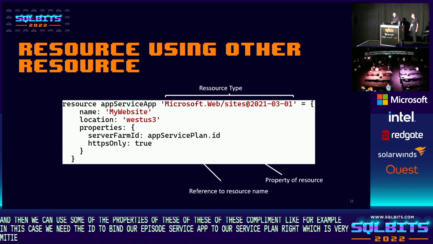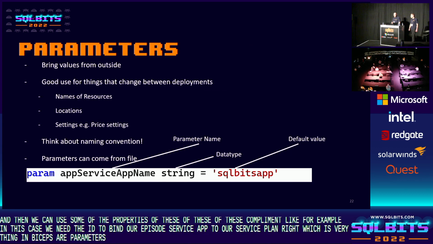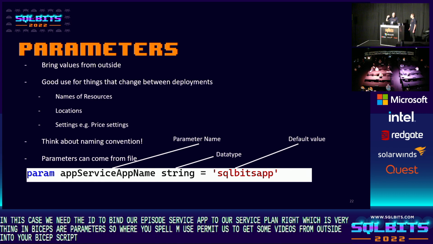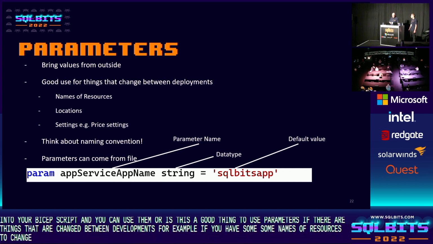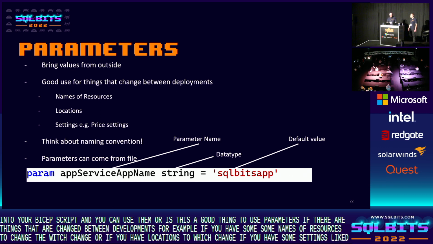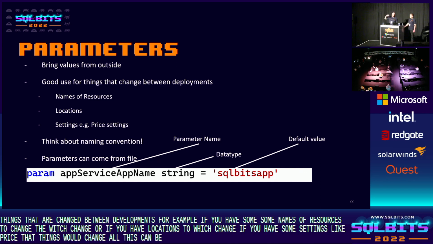Next thing, which is a very mighty thing in Bicep, are parameters. So where do you use parameters? You use parameters to get some values from outside into your Bicep script. It is a good thing to use parameters if there are things that change between deployments. For example, if you have names of resources which change, or locations which change, or some settings like price settings which change, all this can be handed over to your Bicep script via parameters.